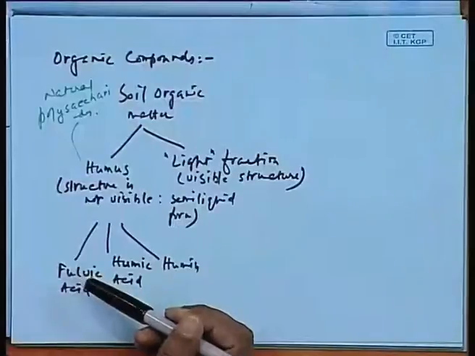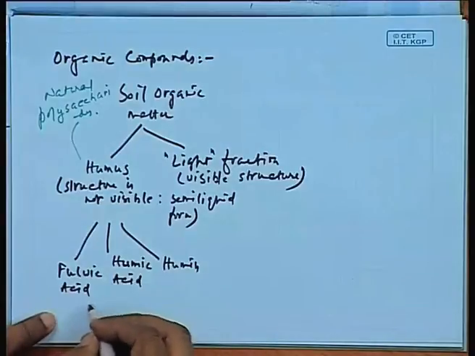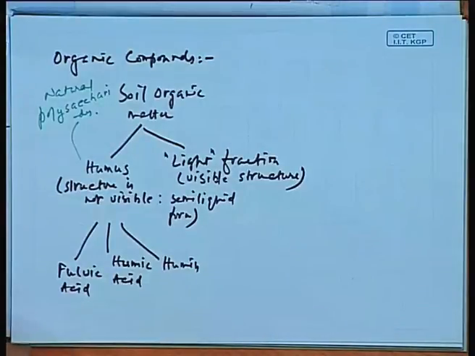So if we identify what humus is, generally the food we identify in the form of carbohydrate or in the form of fat or things like that. So humus is essentially a polysaccharide. Structurally it is composed of three acids: fulvic acid, humic acid, and humin. Remember one thing, this is not a single acid. This is a family of acids.